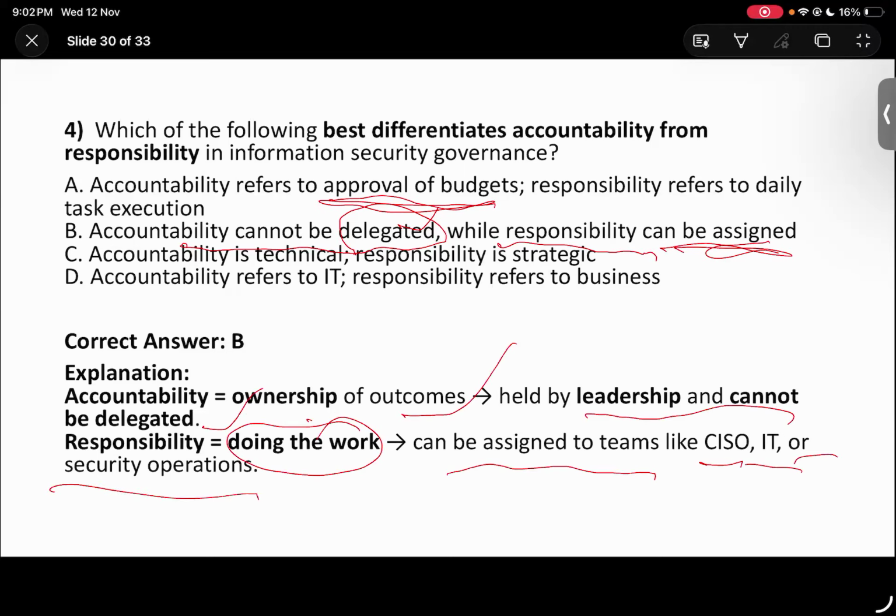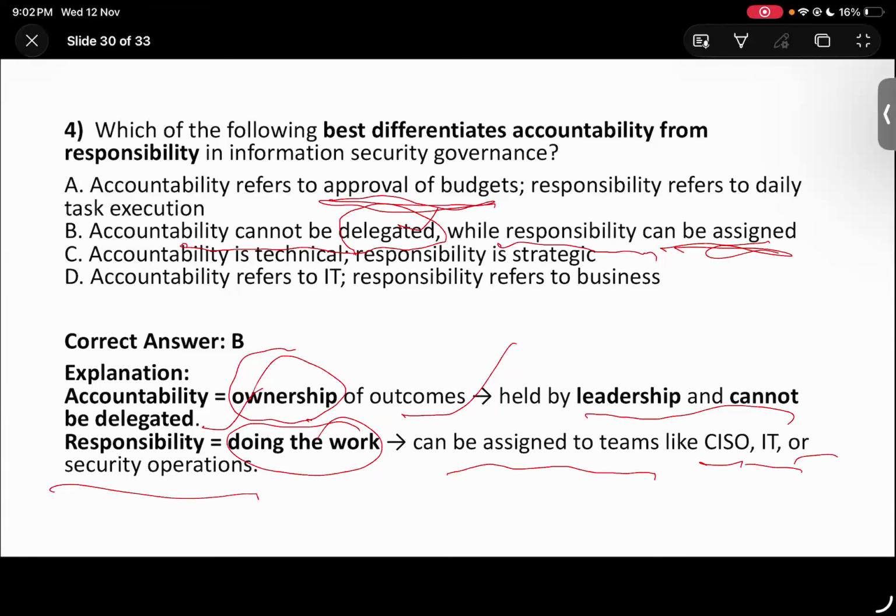Accountability is basically your ownership. So I cannot pass the ownership. Like today I am the owner of the company. I cannot give the ownership to you because it belongs to me. So I am accountable for that. I will be held responsible as a leader, and I cannot delegate those things to you. If I cannot give my company to you, similarly I cannot say that I am not accountable and you are accountable. I am accountable for my company.